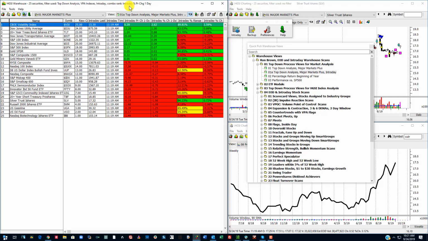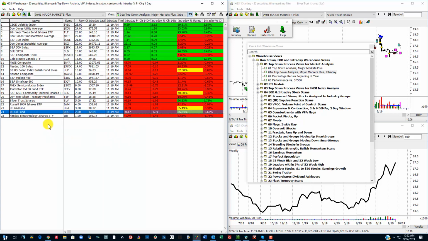Now notice I'm using a combo rank percentage price change 1 day, but it's the intraday version, so I can stay on top of the market. So where's the money flowing today? Well, there's money flowing into the VIX, or options surrounding the VIX, I should say, the utilities, treasury bonds, transportation, and so on. Down at the bottom you can see that biotech is weak, and it was weak on the end of day chart also.